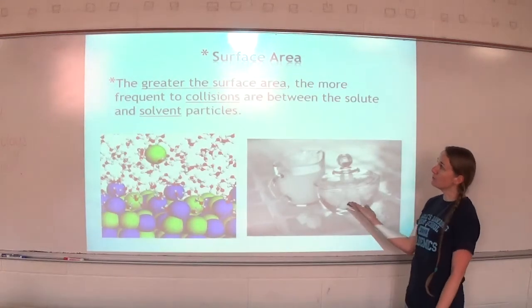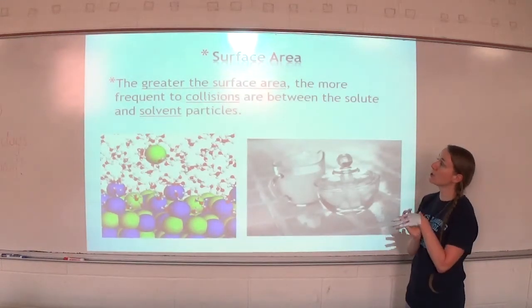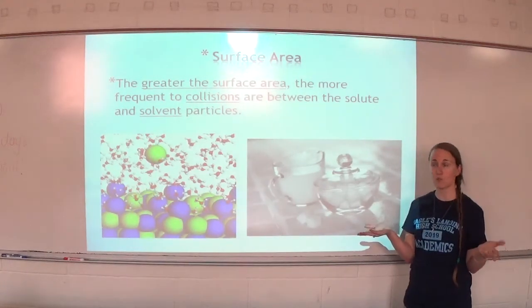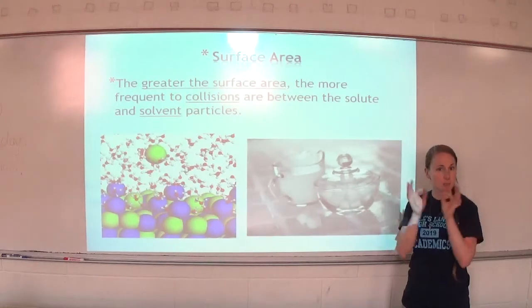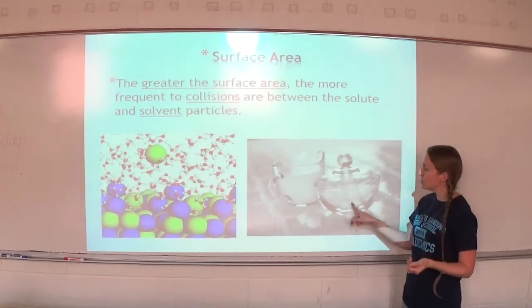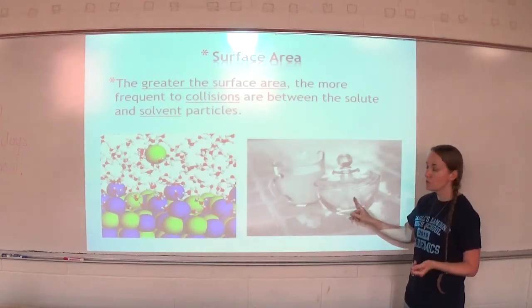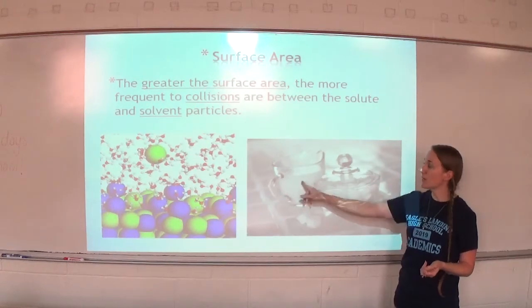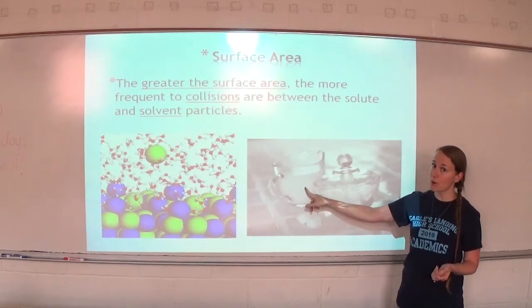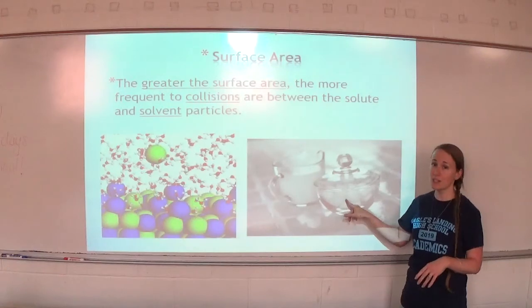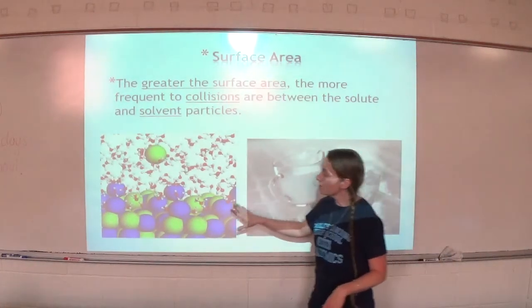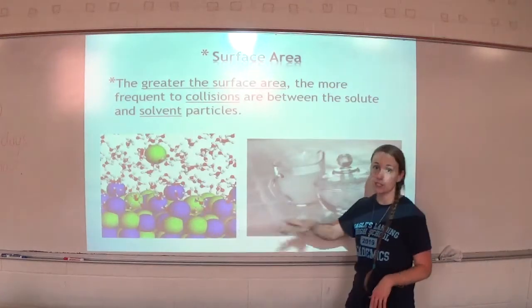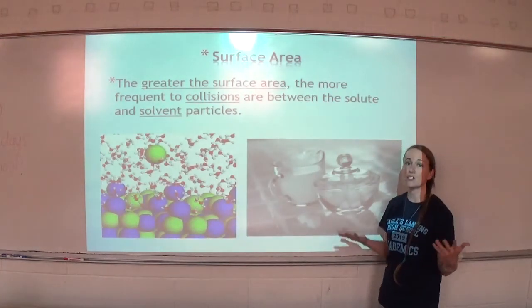So the greater the surface area, the more frequent the collisions are between the solute and solvent particles. So remember, surface area and particle size are related. The more surface area, the smaller the particles. So think about if you're trying to dissolve sugar. Do you want to dissolve sugar cubes, or do you want to dissolve that granulated sugar? Well, that's a much smaller particle with more surface area. So we don't want to try to dissolve those sugar cubes. They're going to take a lot longer. So remember, dissolving happens at the surface. So the more surface you have, the faster dissolving can occur.